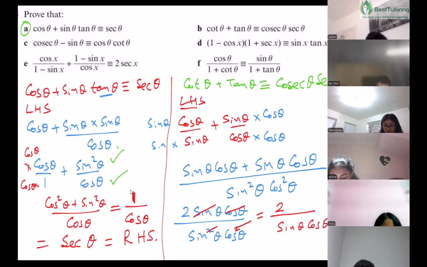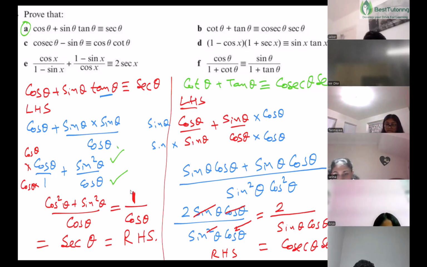Right? When we got this one, we know 1 over sine theta is cosec theta, and then we got sec theta. That equals the right hand side. We shouldn't be having 2 there. I don't know why we are getting 2. That's the only problem we have.